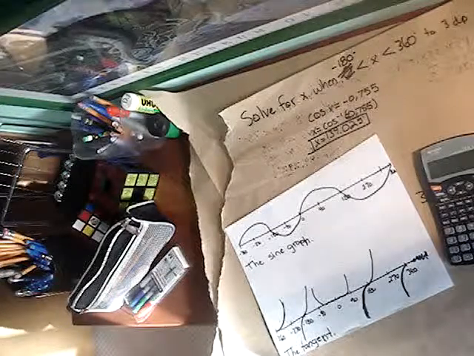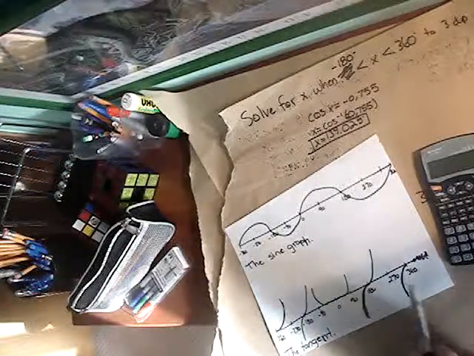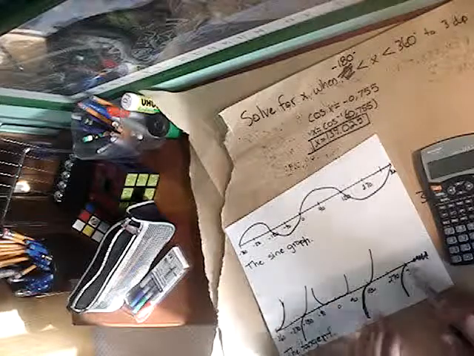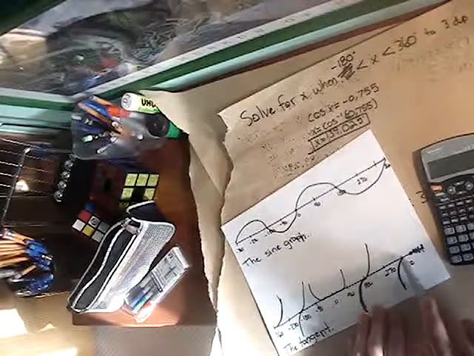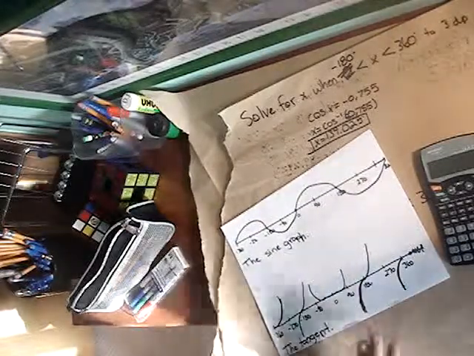The tangent graph doesn't change much except for the way that 360 is. On the positive side it curves up, on the negative side it curves down.